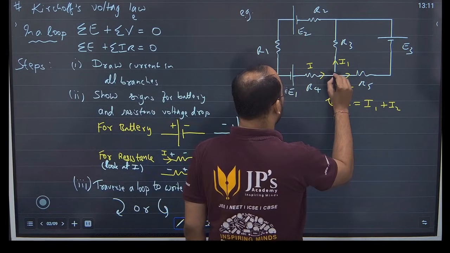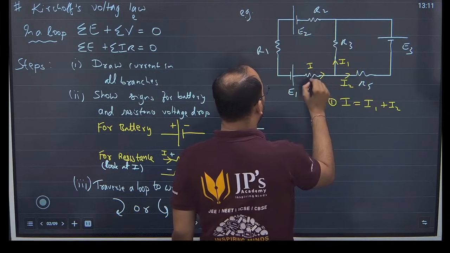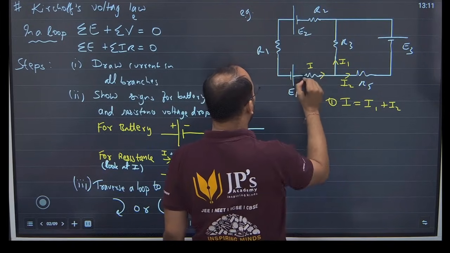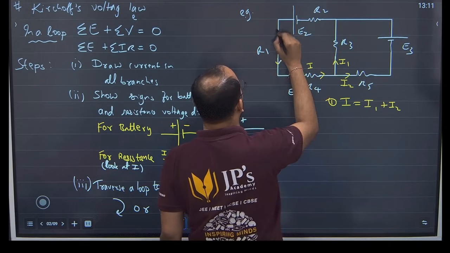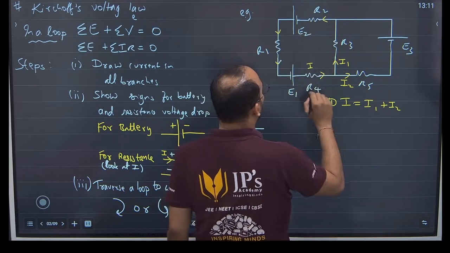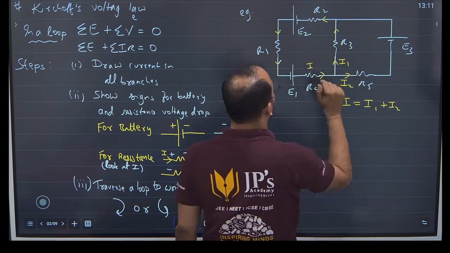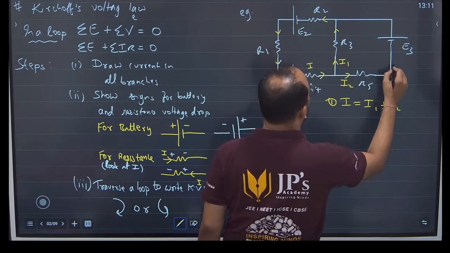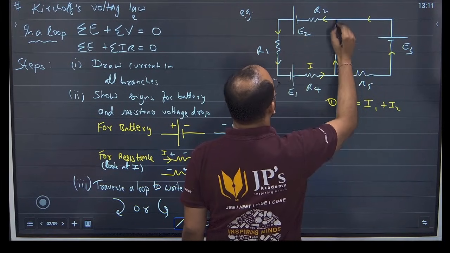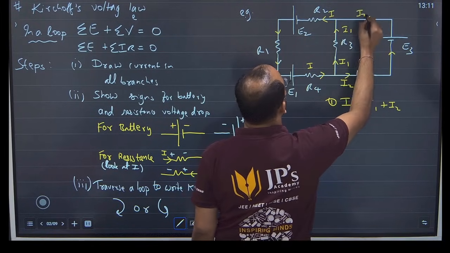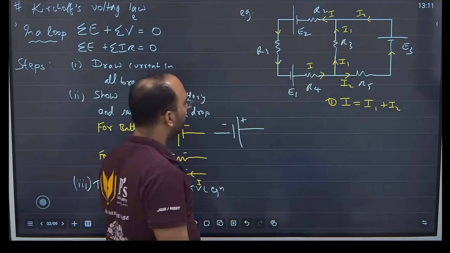Now see, current in a particular branch. This branch has current in the upward direction. Look at this branch. In this branch, the current flows like this. This is all I. This is I1. This is I. This branch has I2, so this will be I2. Correct? This is I1, this is I, this is I2. I1 plus I2 is equal to I.